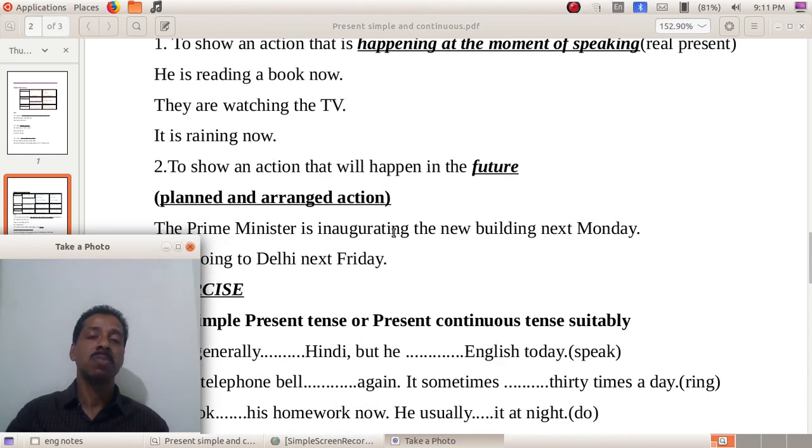The main difference in uses between simple present and present continuous. The main thing: simple present is used to show a habitual action, and present continuous is used to show an action that is happening now. So that is called real present.